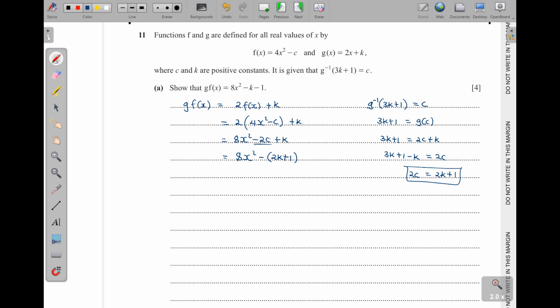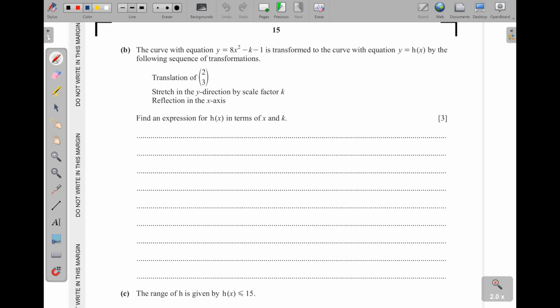errors, because you can see that that is a minus, so it affects everything inside here. Then we shall put plus k. So when you open the brackets, that is 8x squared minus 2k minus 1, then plus k. Minus 2k plus k gives us a minus k. So that means g f of x is going to be equal to 8x squared minus k minus 1 as required.